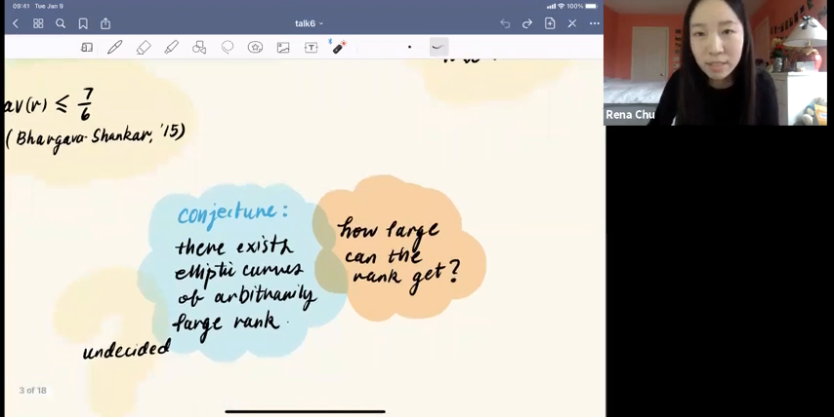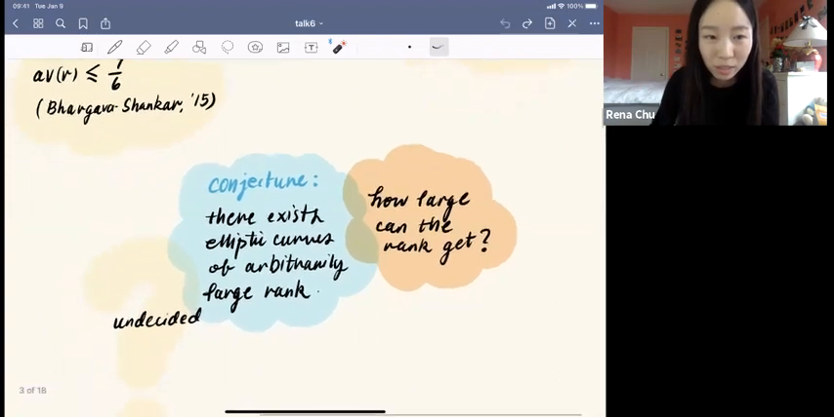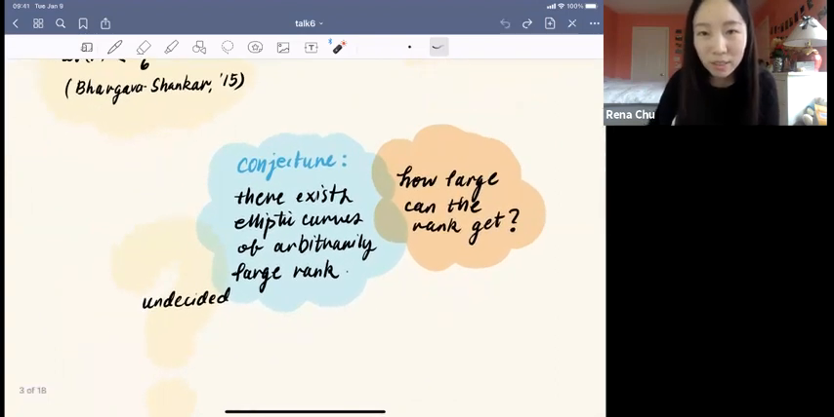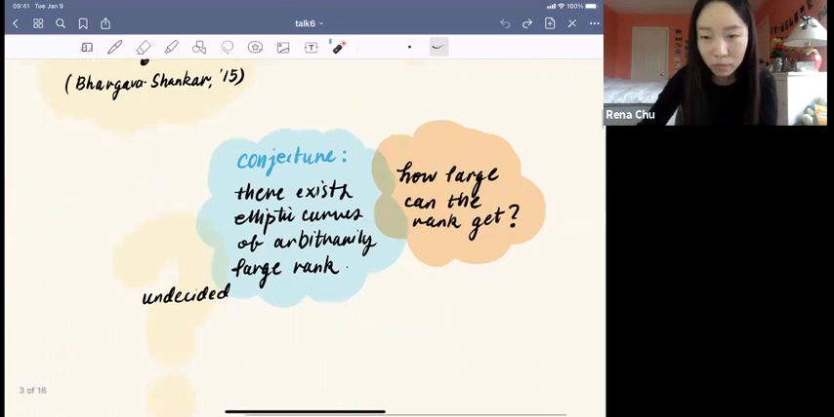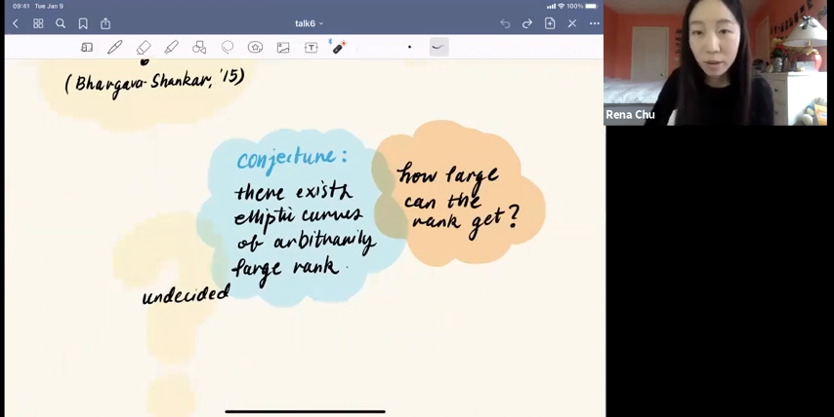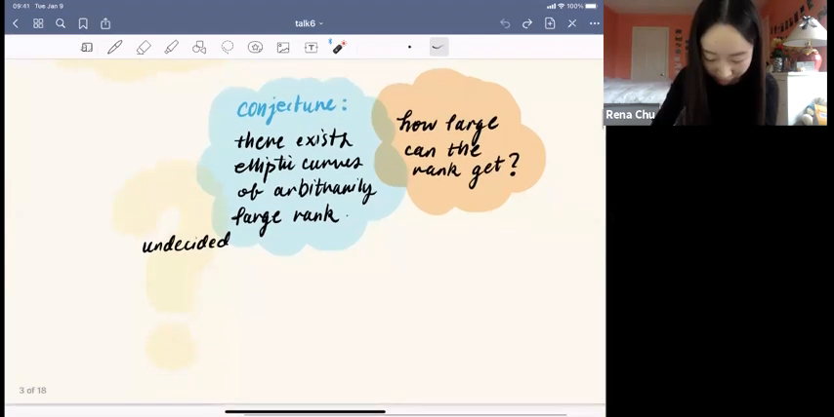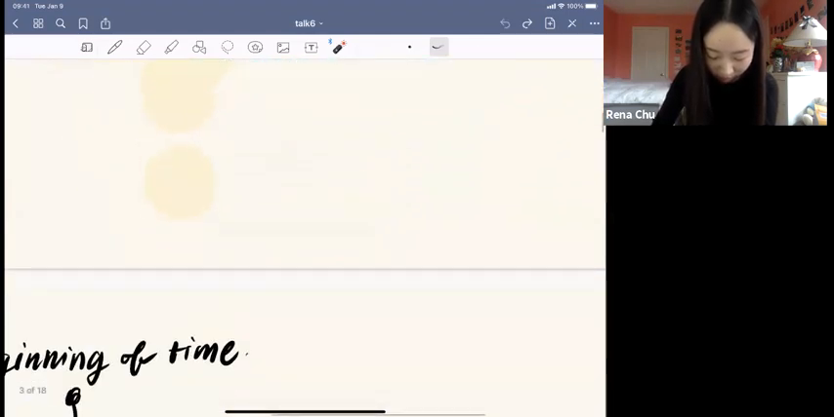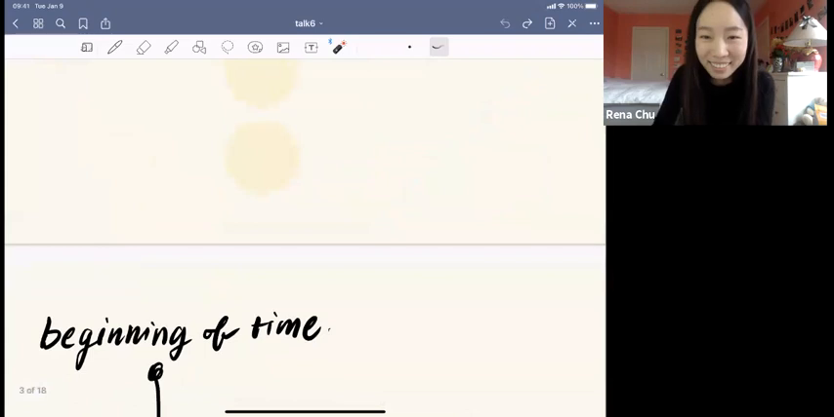A conjecture says that the rank can be arbitrarily large. However, this conjecture is not widely believed to be true. Some people believe it is true and some people don't. To give you an idea of the history of finding elliptic curves with high ranks, I propose that we take a step back in time, all the way from the beginning.